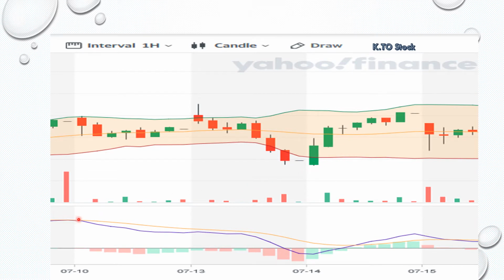Here is the same thing in the MACD indicator. This is a downward trend. The blue line is below the orange line, and again it changes to the reverse direction. Upward trend.